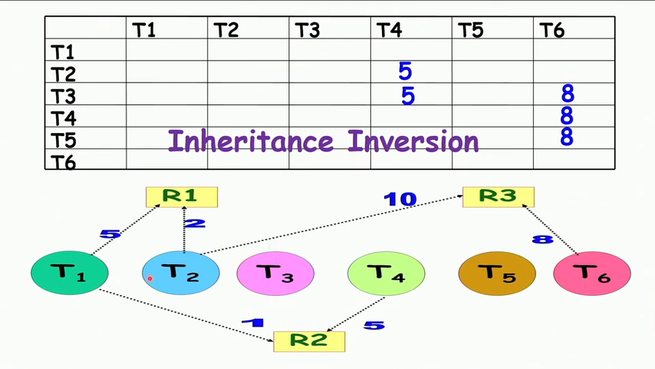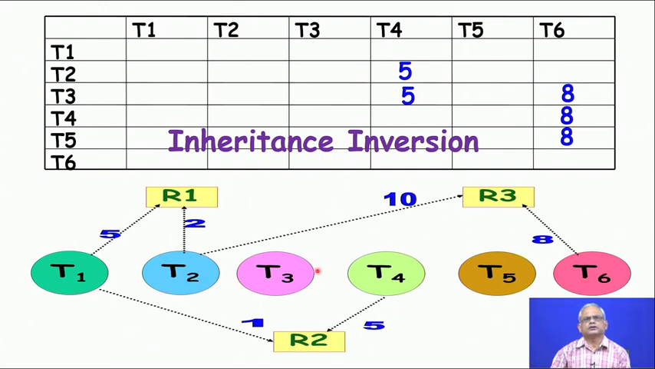This is the same problem that we were considering in the last lecture, and now we are trying to identify the inheritance related inversion. T1 and T2 will not cause any inversion to the lower priority tasks, because they are of already higher priority, and a high priority task does not cause inversions. It is the low priority tasks which cause inversions to the higher priority task.